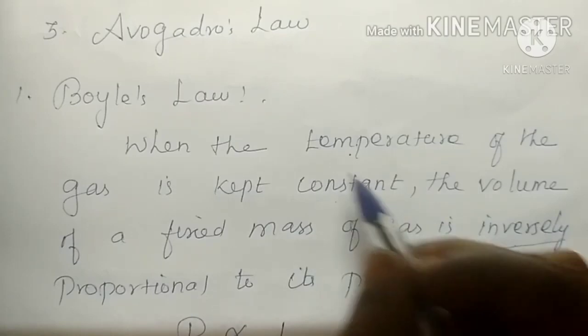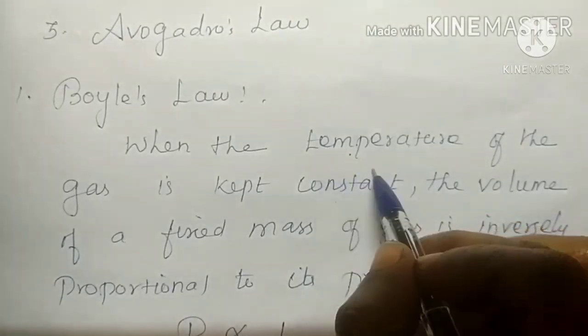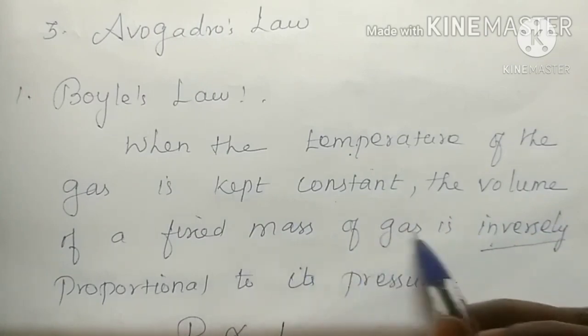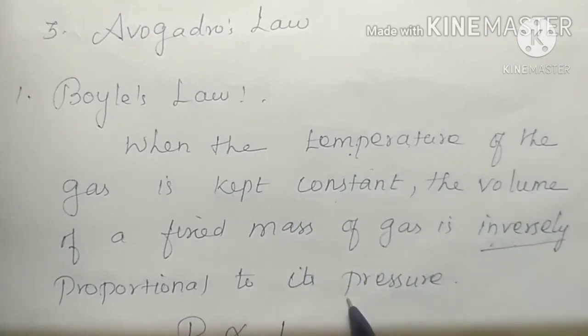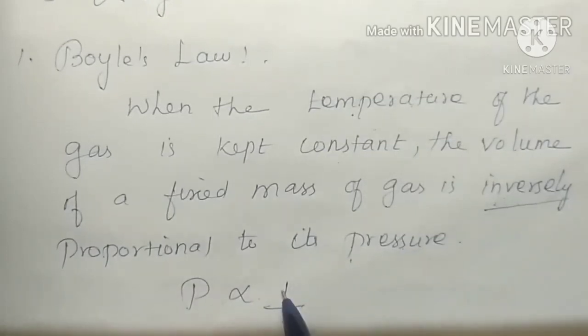What is the condition here? Temperature remains constant. At constant temperature, the volume of a fixed mass of a gas is inversely proportional to pressure. So we can write this equation as P proportional to 1 by V. Volume and pressure are inversely proportional, that's why 1 by V.